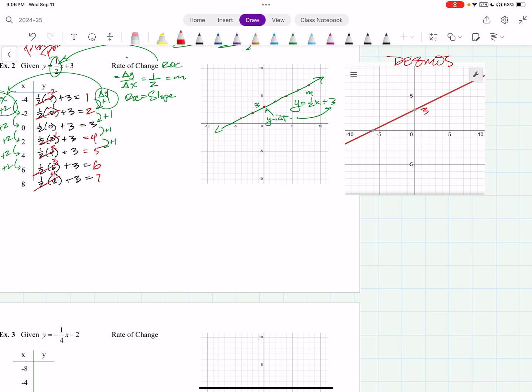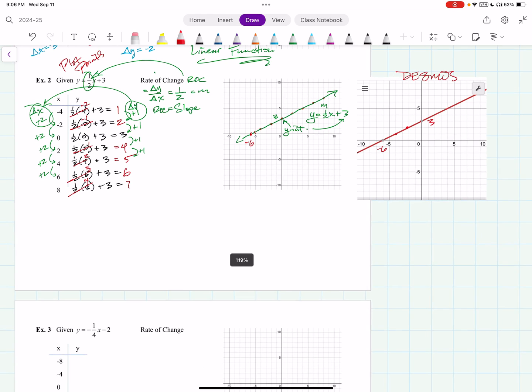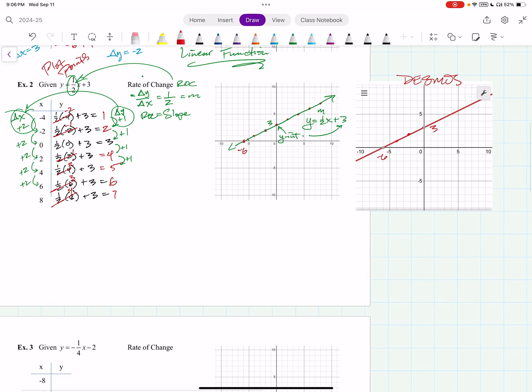Notice that we have a y-intercept of 3 and it intersects the x-axis at -6 right here, and it goes up 1, right 2, up 1, right 2. So look at all the points on the graph. It's the same graph, guys. So you can use Desmos here to verify everything I'm saying. How cool is that?